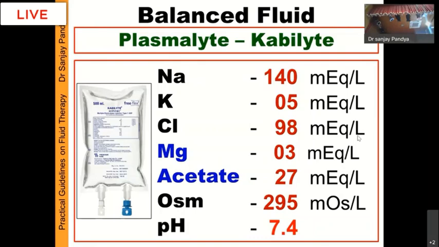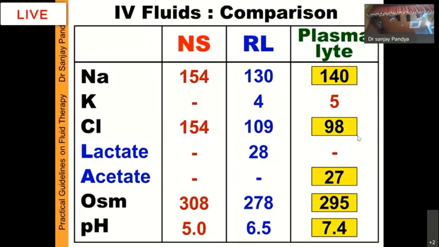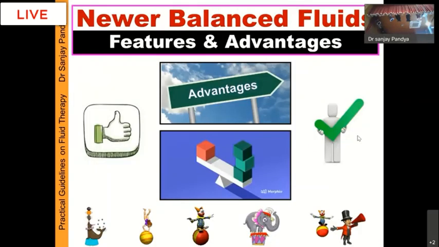Osmolality is 295. What is the osmolality of Ringer's lactate? It is hypotonic, so it cannot be given to cerebral edema, neurosurgical, or brain surgery patients. But this can be given, and pH is 7.4. So if you look at this composition, you will realize that as compared to NS, the composition of RL is better. As compared to RL, the composition of plasma-lyte is better.